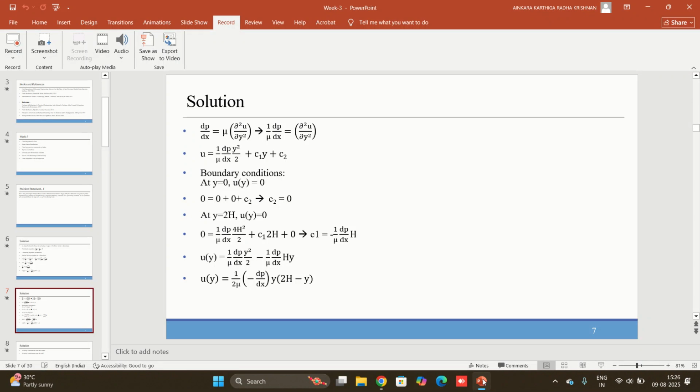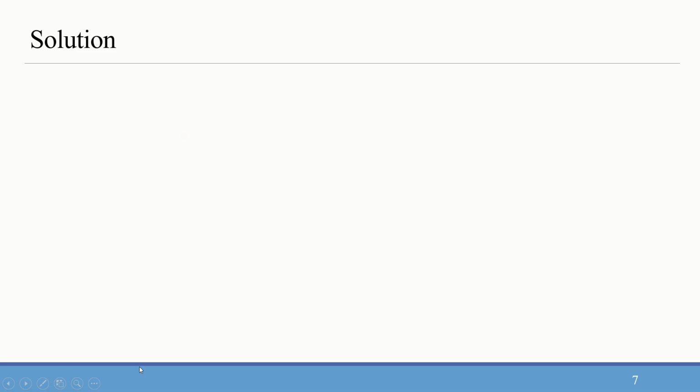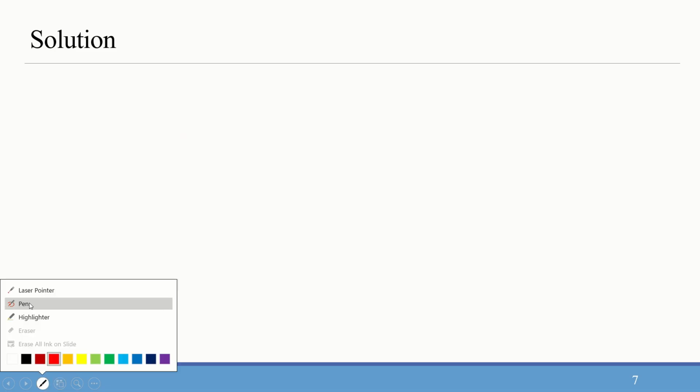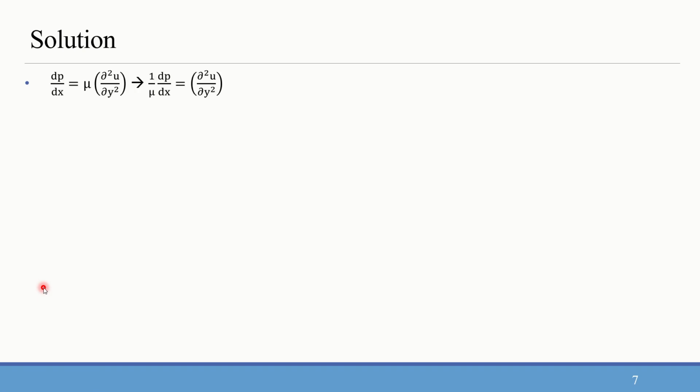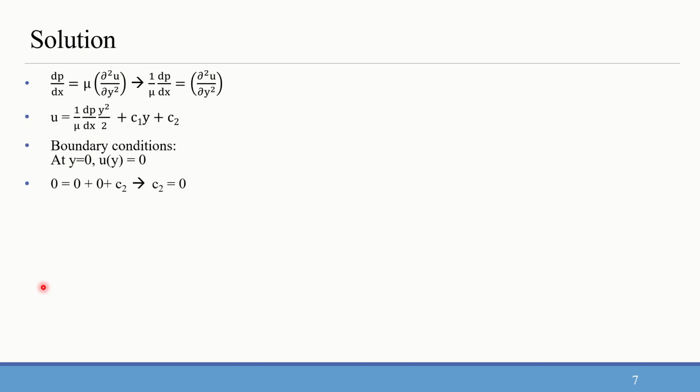Okay, I'll tell. It is that the bottom plate is also not moving. So at y is equal to 2h also u becomes 0.